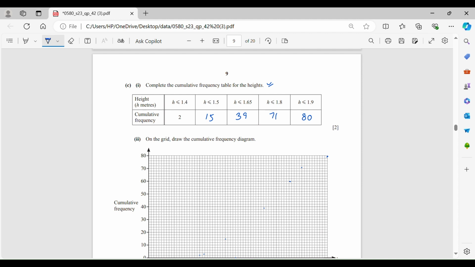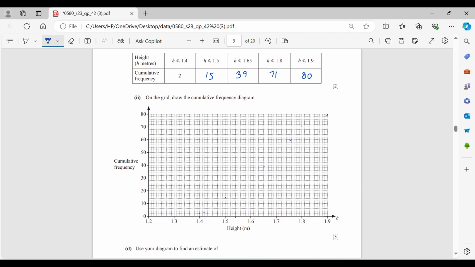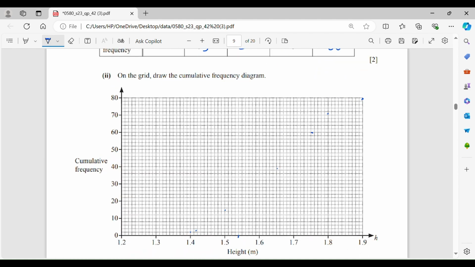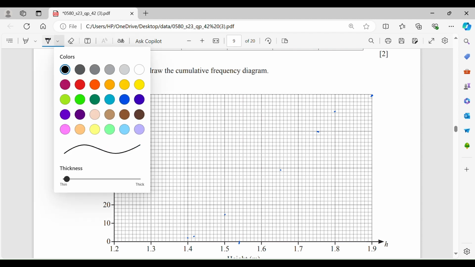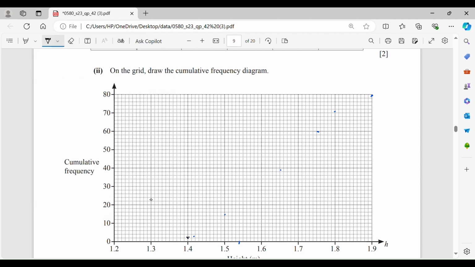Next, on a grid, draw the cumulative frequency diagram. For this, let us mark 1.4, it is 2. Let me make it a little bigger. So this is the first point. Let me change the color. I will take black color. This will be our first point. Second will be 1.5. At 1.5 it is 15. 15 will be this point.